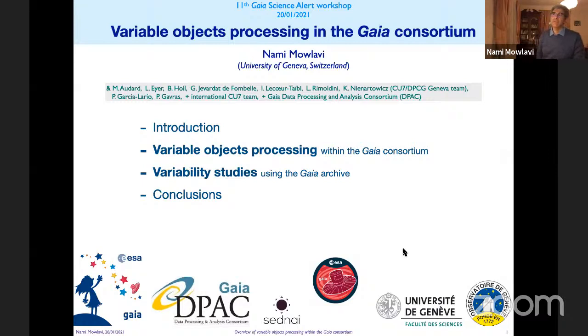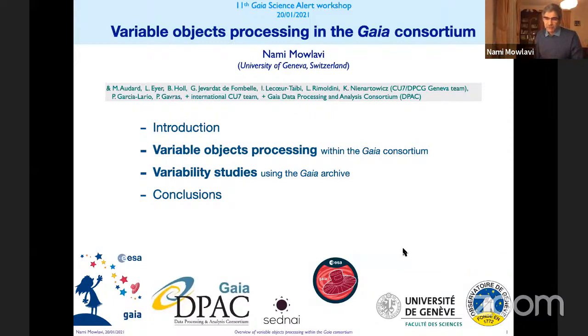So I will give an overview of the variable object processing within the Gaia consortium. This is, of course, on behalf of many colleagues in Geneva, or at other places in Europe and even beyond, within the Gaia Data Processing and Analysis Consortium. I will do a short introduction and then detail the processing steps within the Gaia consortium, and end with another part about the variability studies in the Gaia archive.